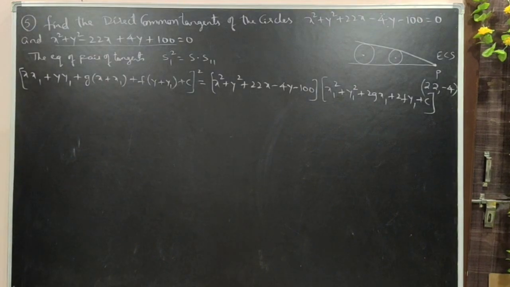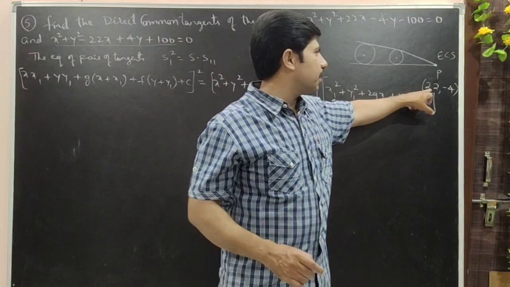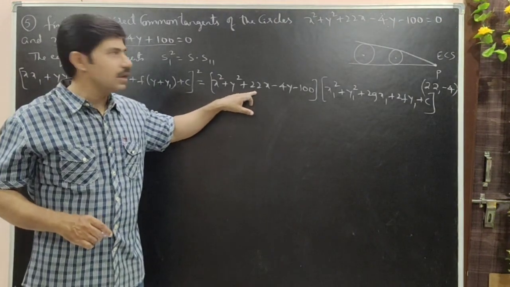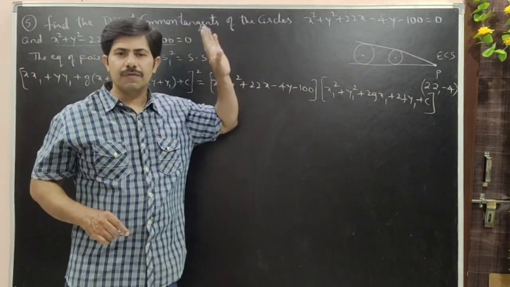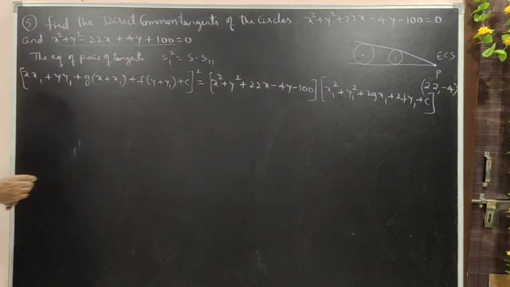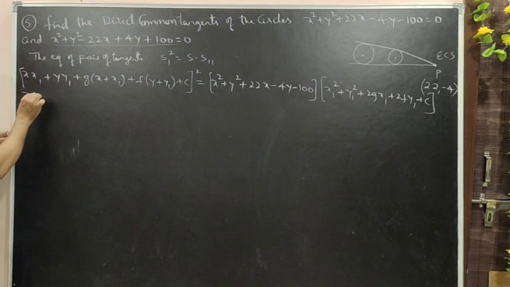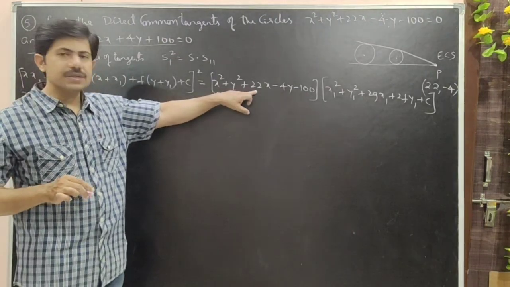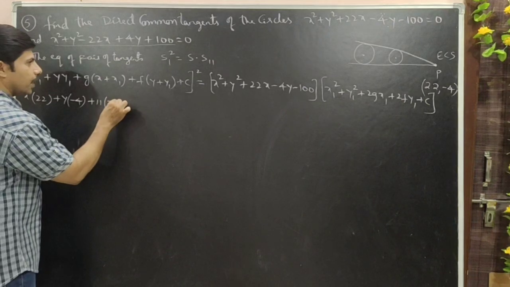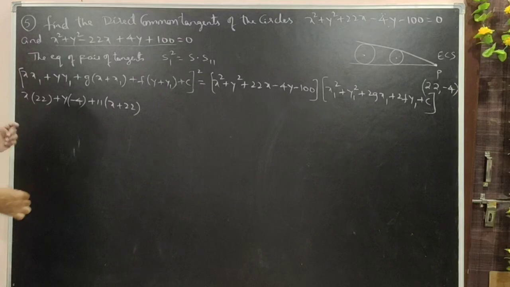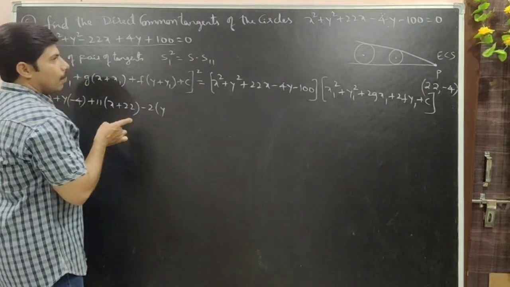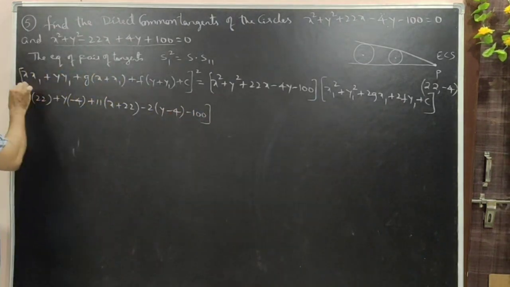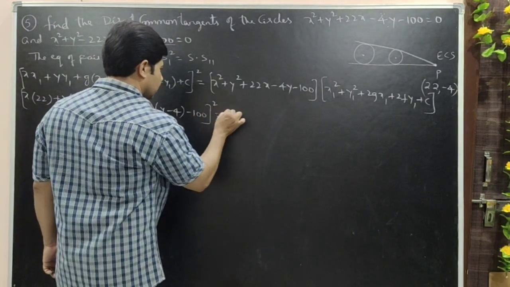S1 square is equal to S into S11. So what is x1, y1? x1, y1 is nothing but the point of contact, that is 22 comma minus 4. I'll substitute instead of x1, y1. And the g, f, c values we have to take from the equation of circle which we took as S. Which one did we take as S? The first one. So from the first equation only, you have to take g, f, c values. Now we'll substitute. So x into x1, what is x1? x1 is 22, plus y into y1, y1 is minus 4. And g value from the equation of circle is 11, plus 11 into (x plus x1), and what is f value? It is minus 2 into (y plus y1). Y1 is minus 4. And what is c? It is minus 100. g, f, c values we are taking from the first equation. (x1, y1) is 22 comma minus 4, whole square is equal to this equation as it is.